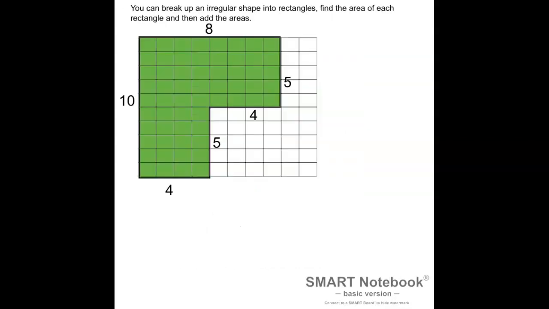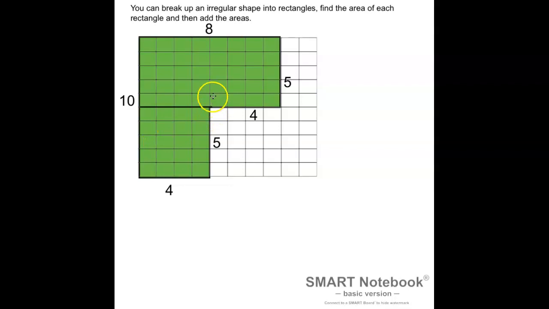Another way to find the area of an irregular shape is to break it up into rectangles and then find the area of each rectangle and add those areas. So what I'm going to do first is break this irregular shape into rectangles. Here we have one rectangle. You see the line I put here to split? And I have two rectangles.